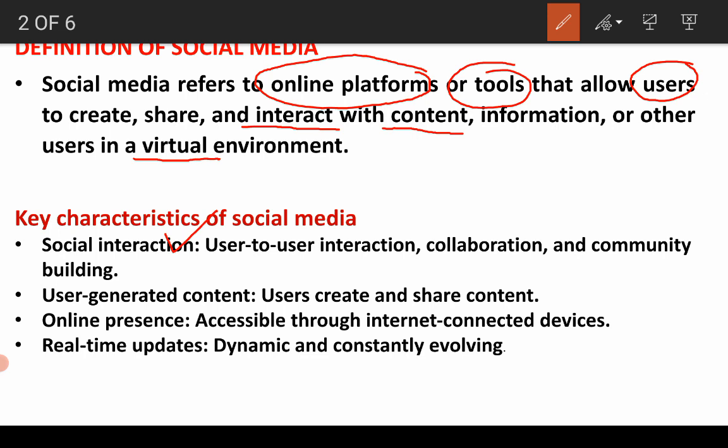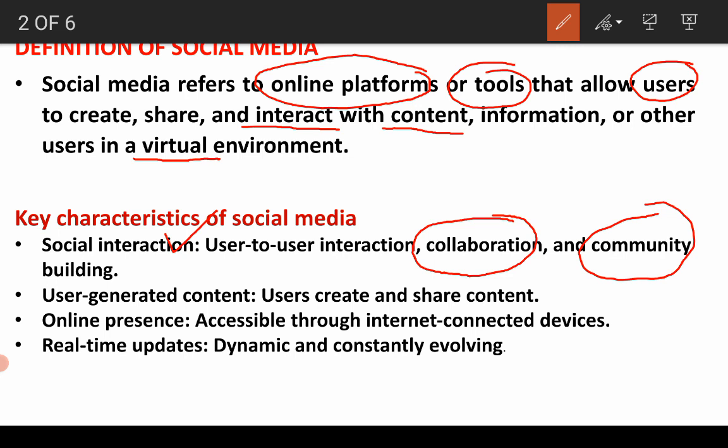It also gives you the opportunity to collaborate with other people, as well as to form communities. Like people form social groups on WhatsApp and other channels. That's an example of a community. So social media has the feature which enables you to interact socially, people interacting with each other.